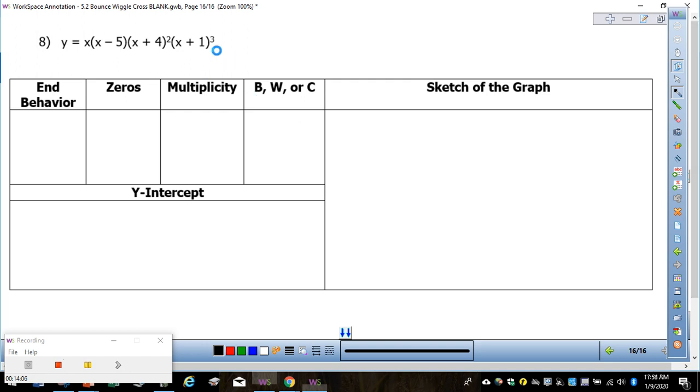So end behavior, let's look at the degree. So we're going to add our exponents. So we are going to add 1 plus 1 plus 2 plus 3. That ends up being a degree of 7.